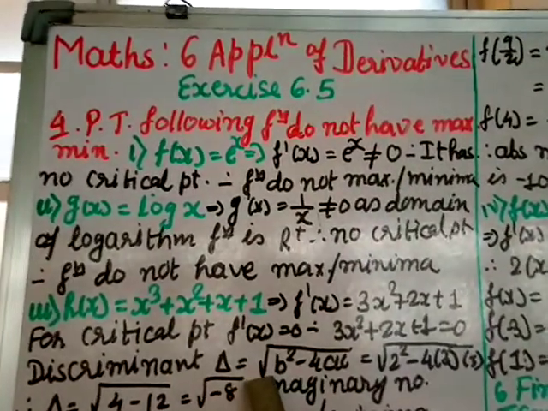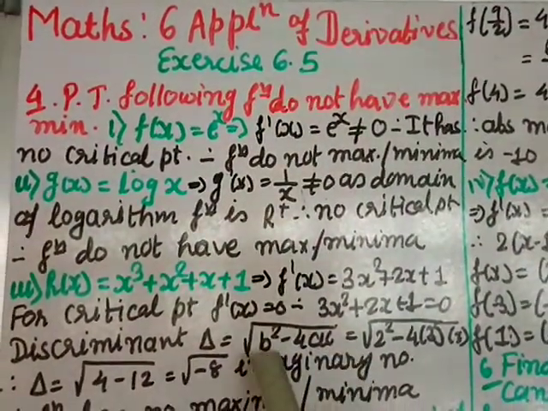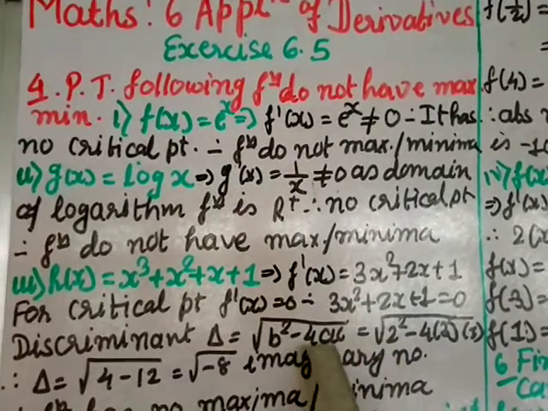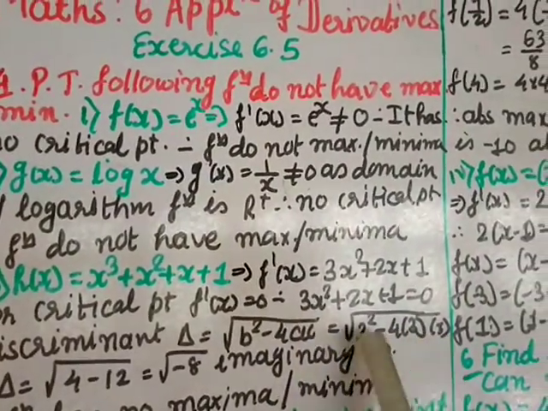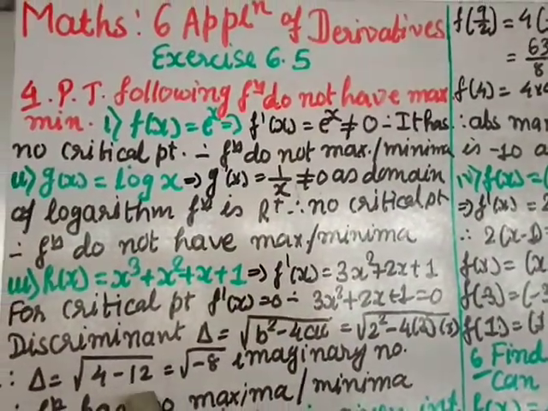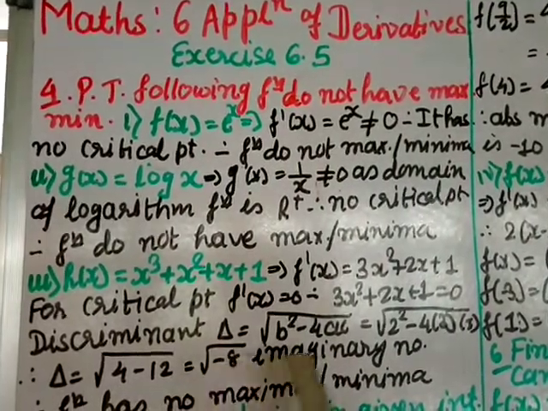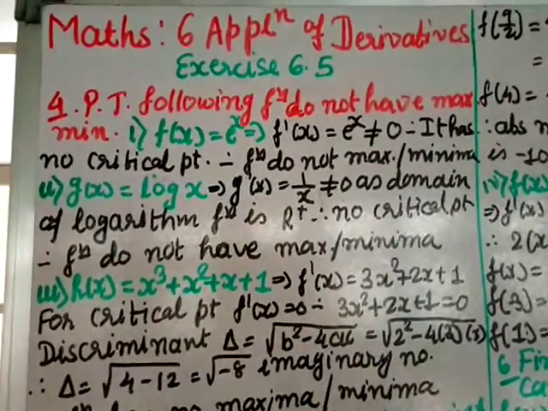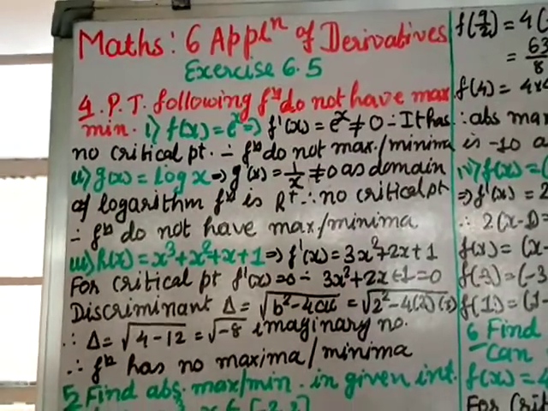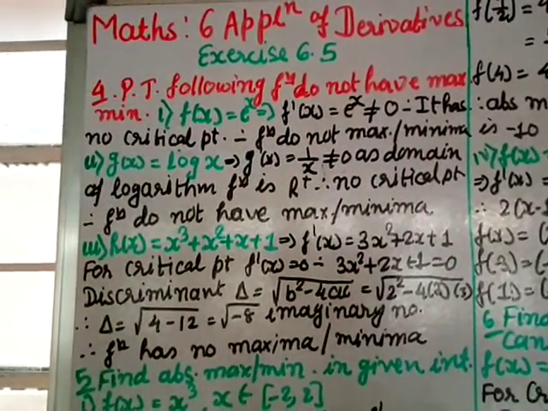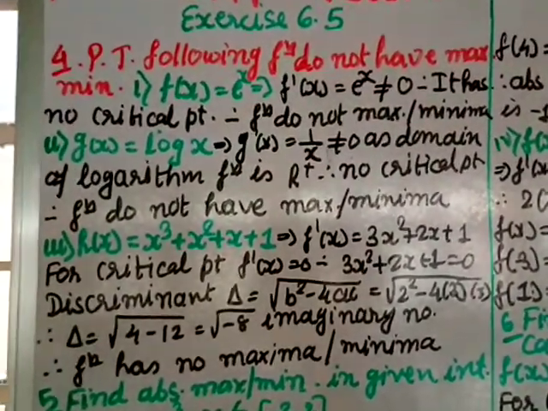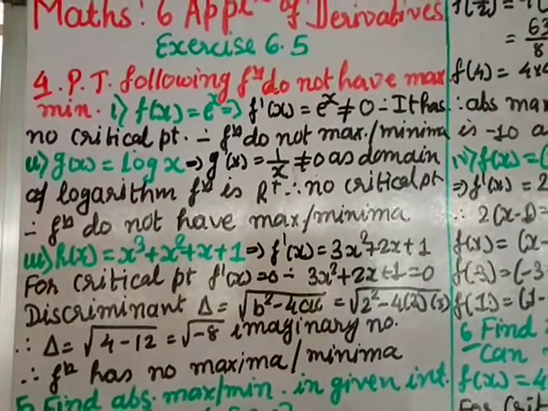So delta is equal to b square minus 4ac. Now b is 2, that is 2 square, minus 4, a is 3, so 3 into 1. 2 square is 4, minus 12. 4 minus 12 is minus 8, which is an imaginary number, a complex number. You will not get a real number. So we can say that it has no maximum or minimum. So we have proved all three functions have neither maximum nor minimum.